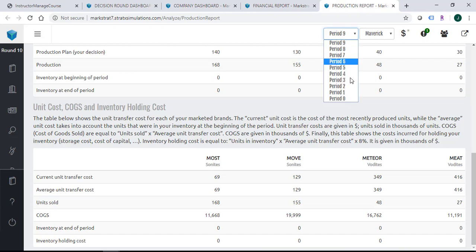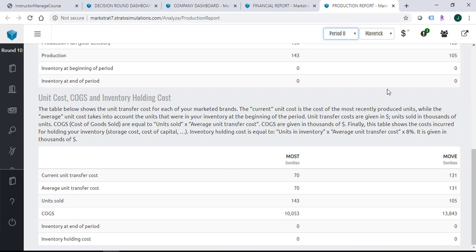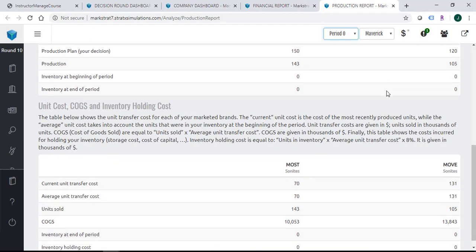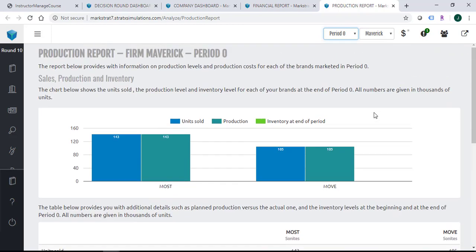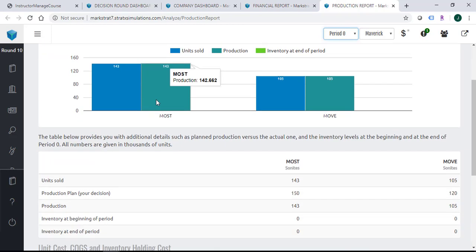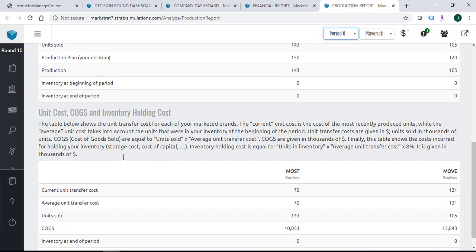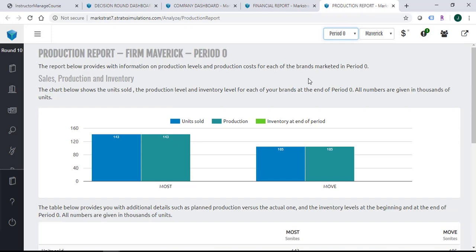Let's look at period 0. You may see this is the original state, and it gives you some of the data of your company. Again, it has the sales, production, inventory, and also gives you the unit cost, cost of goods sold, and inventory holding cost as well. So this is for the production report.